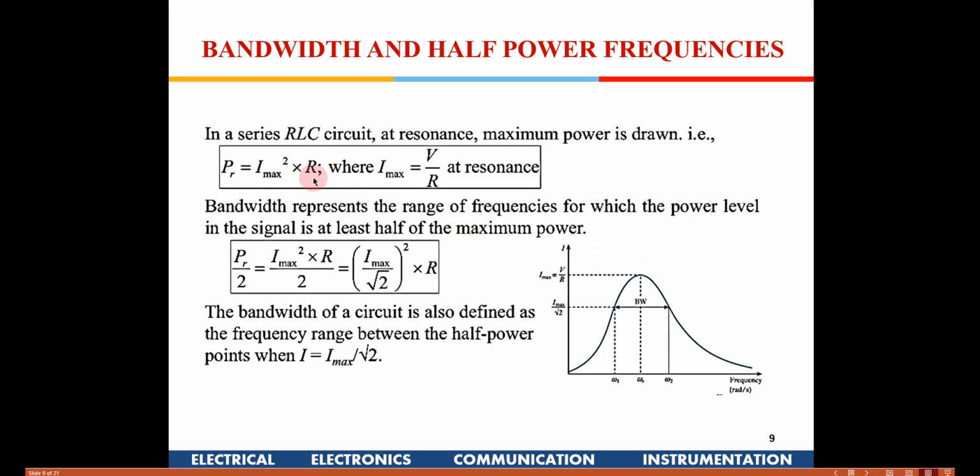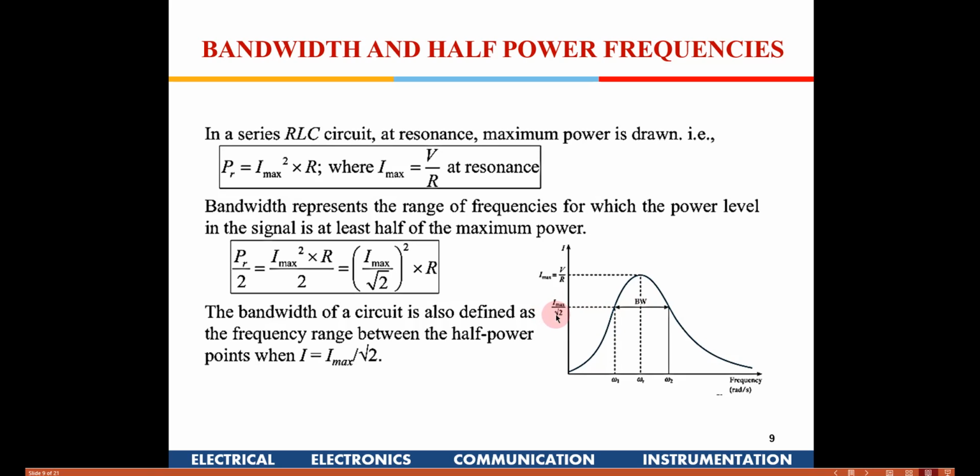Now, we defined the Q. There is one more important thing which defines these kinds of circuits, known as the bandwidth. This is the resonating frequency at the center. You can see the current is dropping on both sides, so we take two more points where the current is I max divided by root 2.